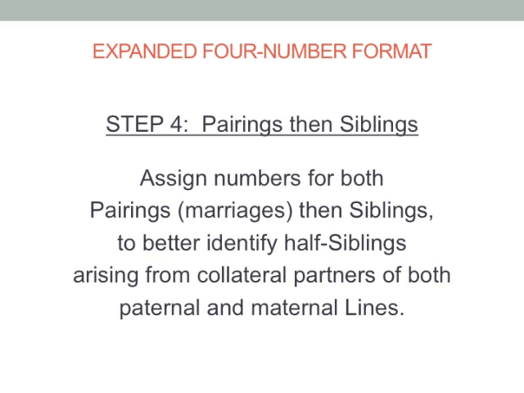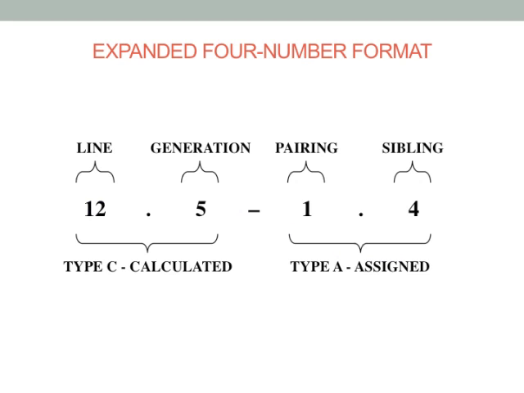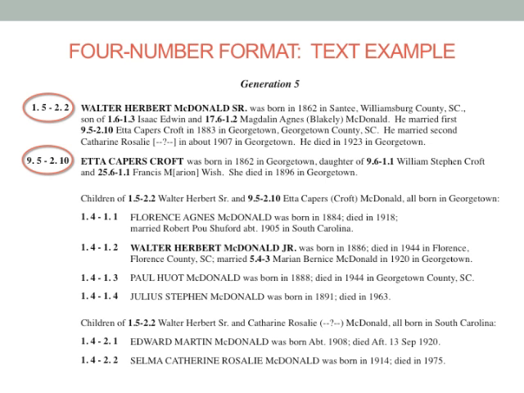In step 4, you could assign a number for both marriages or pairings and then siblings, which would better identify half-siblings arising from those collateral or additional partners, both in the paternal and maternal line. So in a 4-number format, you go beyond the calculated numbers of line and generation and next add a pairing or marriage number so that you can uniquely number siblings within that marriage or pairing. That's a powerful thing to be able to do.